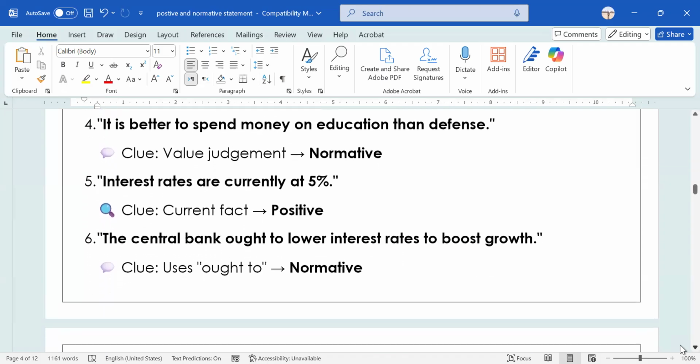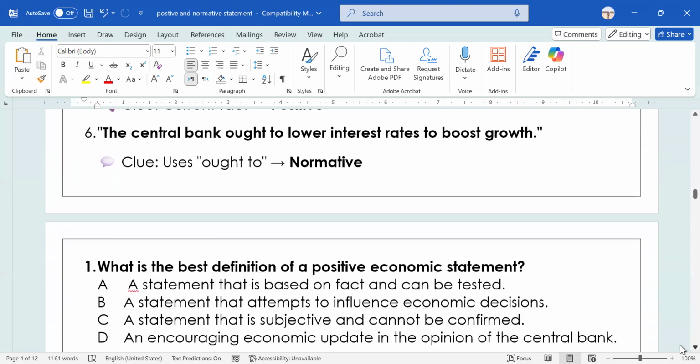Okay, fifth item, interest rates are currently at 5%. This is a current fact because number one, it's measurable. There's a 5%. Another, there's a use of R. These are the clues for the positive statements. And last is the central bank ought or must lower the interest rates to boost growth. So this statement used the clue ought to or need to, which means that it is a normative statement.